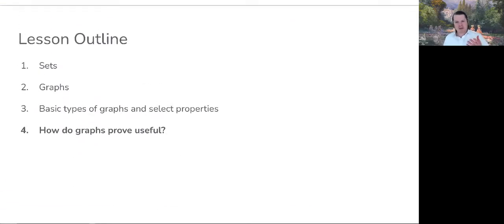So we've kind of gone through, okay, we have this idea of a graph. There are these different types of graphs. There are different attributes of the graphs. Well, how do graphs prove useful? And we'll see that they are very helpful in establishing relationships between the various entities comprising the vertices set.